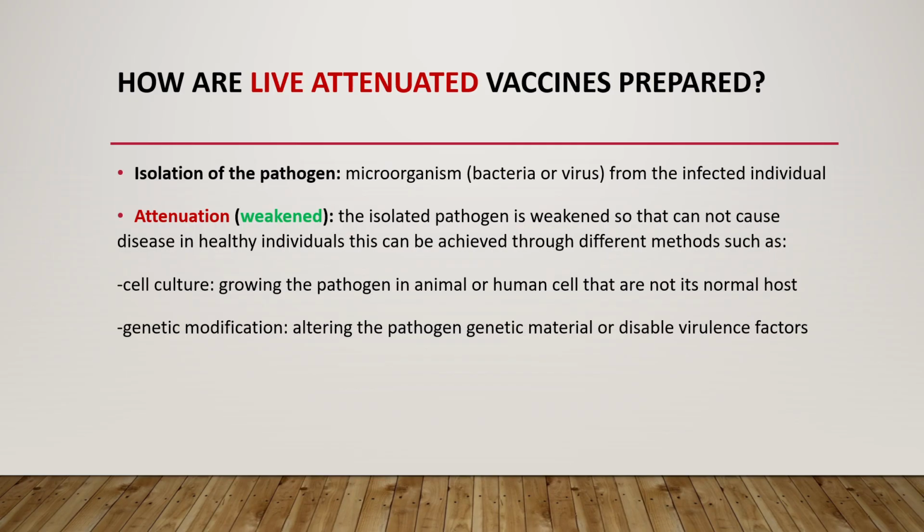How are live attenuated vaccines prepared? The first step in preparing a live attenuated vaccine is the isolation of the pathogen, which can be a bacterium or virus, from the infected individual. After isolation, you have to make a weak form of the pathogen by two methods: cell culture, growing the pathogen in animal or human cells that are not its normal host, or you can make genetic modification by altering the pathogen's genetic material.